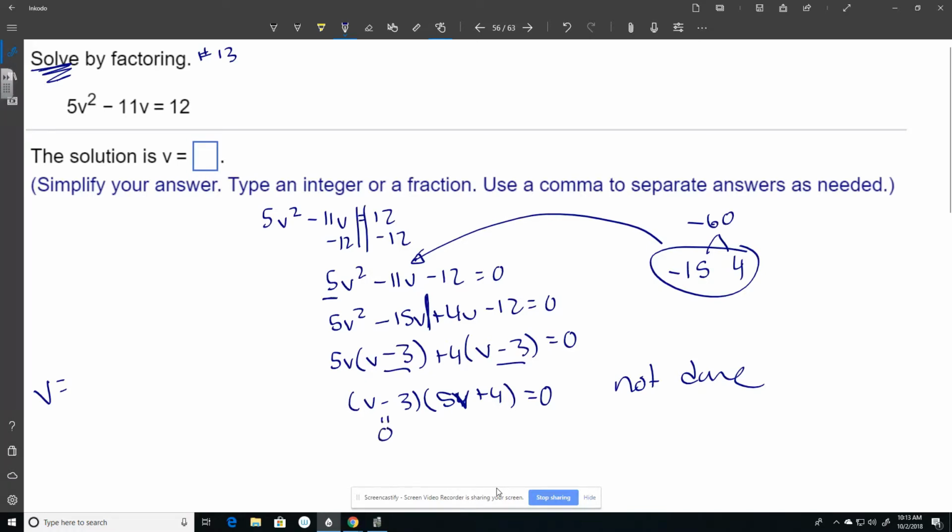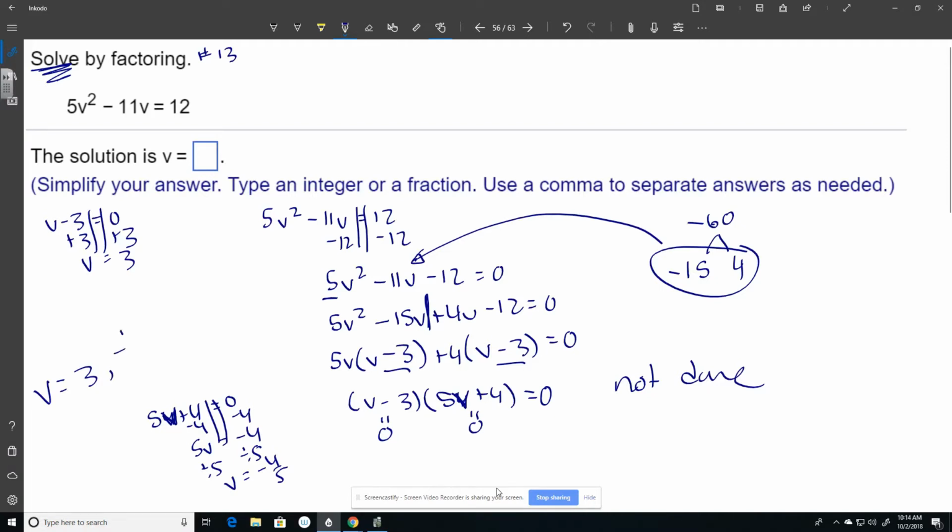That means that this one is 0 or this one is 0. So to finish solving it, I have to set each of those equal to 0. v minus 3 equals 0. Railroad track, add 3, v equals 3. So one of my answers is 3. This one I set equal to 0. 5v plus 4 equals 0. Why do I keep writing a 4? 5v plus 4. Railroad tracks, minus 4, minus 4. 5v equals negative 4. Divide by 5, divide by 5. v equals negative 4/5. So v is 3 and negative 4/5 would be your answer.